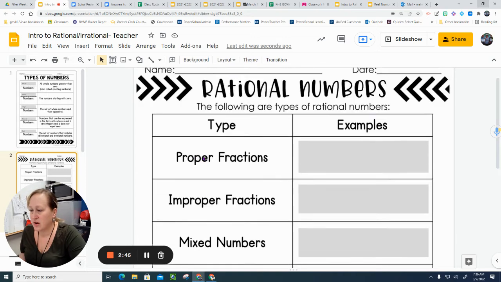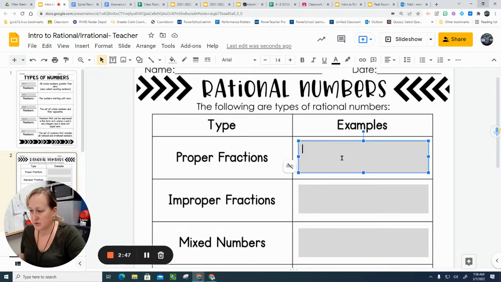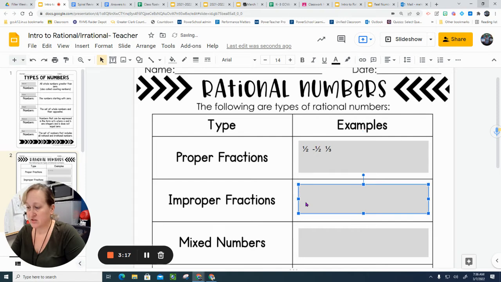So let's try to make some examples. Proper fractions. Let's come up with some examples of proper fractions. 1/2. Negative 1/2. 1/3. These are your regular, normal fractions.